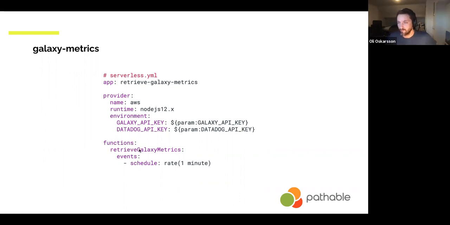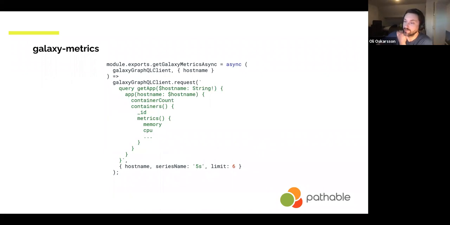That function is part of the packages that we deploy via serverless. That function uses the Galaxy GraphQL API to retrieve metrics about containers. In this case, retrieve memory, CPU, a lot of stuff. This is highly simplified. And you can see we're retrieving the 5-second series that Galaxy actually provides. So Galaxy pings all the containers, everything we're running, every 5 seconds. What's the current CPU? What's the current memory?